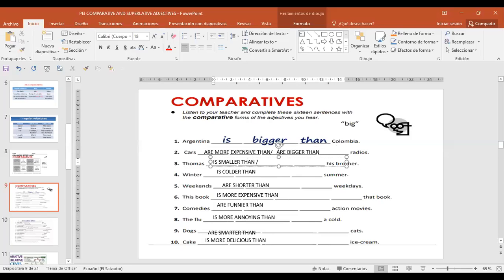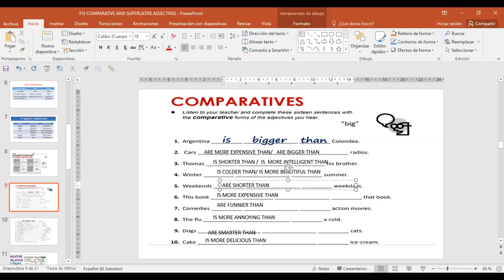Vean, aquí tengo, I have here more. Thomas is smaller than his brother. Do you have any other adjective? Or we can say shorter, right? Shorter. Vamos a usar la palabra shorter. Let's use a longer adjective. Thomas is maybe more intelligent? More intelligent. Yes, more intelligent. Okay, Thomas is more intelligent than, right? Remember that whenever you're comparing, you have to use the word than, right? Than his brother. Okay, here, winter is colder than summer. Winter is more beautiful than summer. Than summer. Excellent, very good.